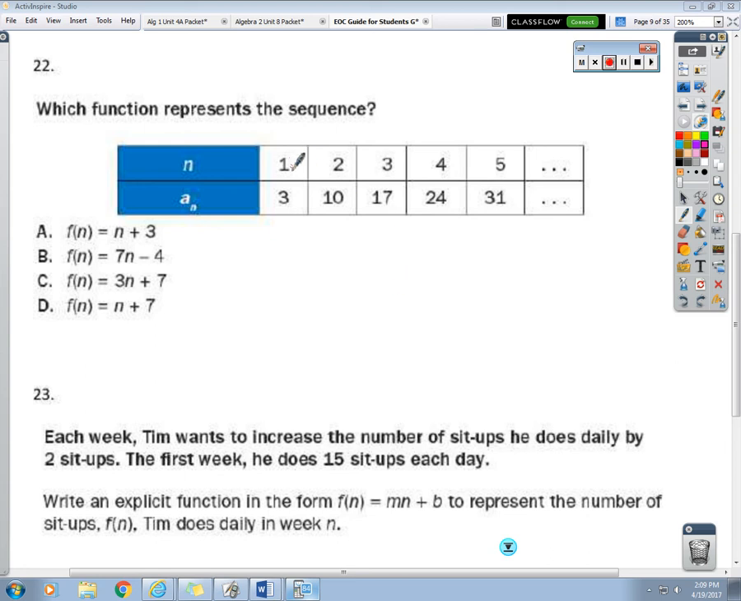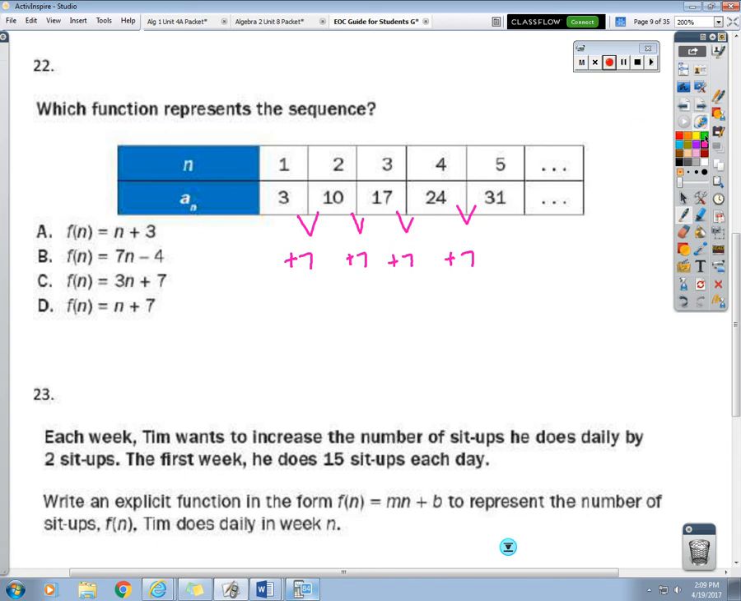To get from the first term, which is 3, to the second term, which is 10, what did they do? They added 7. Did that pattern continue the entire time? Yes. 10 plus 7 is 17. 17 plus 7 is 24. 24 plus 7 is 31. So to move from one term to the next, they added 7. Now, that makes this an arithmetic sequence. Anytime you have to add or subtract by the same number every time, that's known as an arithmetic sequence.